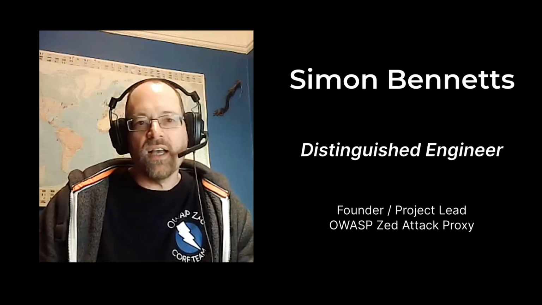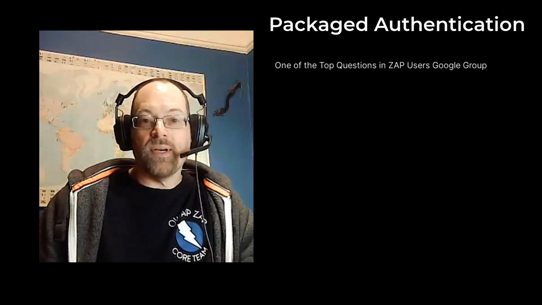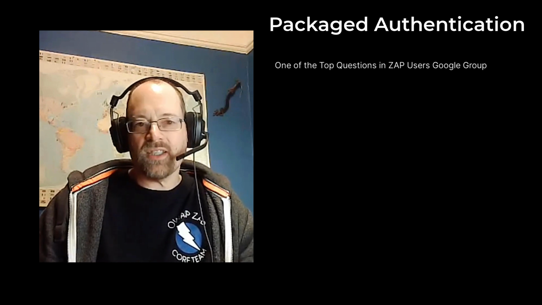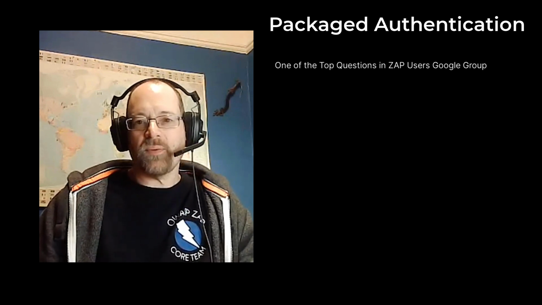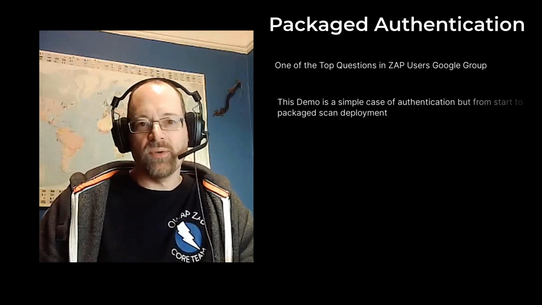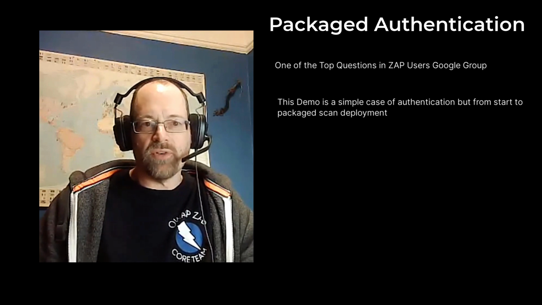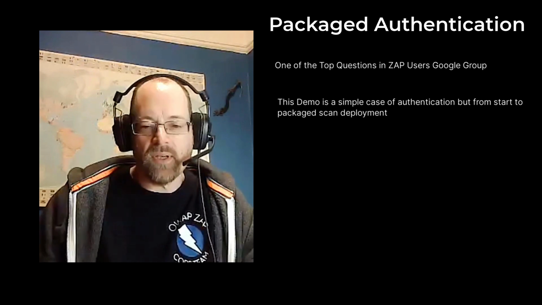Now, I want to start talking about authentication, but authentication is quite a complex thing, both generally and with ZAP. But we've had quite a few questions in the ZAP user group about how to get authentication working with package scans. So I thought I would start with that. What I'm going to do is show a very simple case of authentication, but getting it working all the way through to working with the package scan.